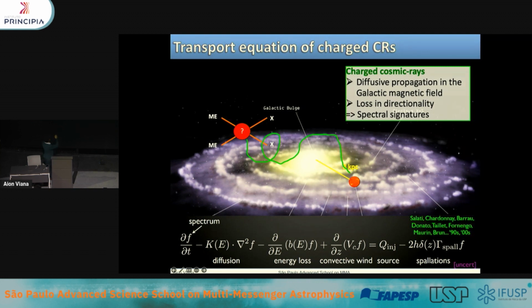You can have the diffusion term, you have your source spectrum, you can have energy losses that you heard about in Brian's lectures. You can have convective winds, spallation: cosmic rays, if they are massive, can disintegrate into less massive cosmic rays, etc. So it's actually quite complicated, but luckily we have a lot of Monte Carlo simulations that do that. We have a lot of codes, GALPROP, DRAGON. There are lots of these codes that do that for us, and you can compare the spectral signatures that we detect on Earth with these predictions.